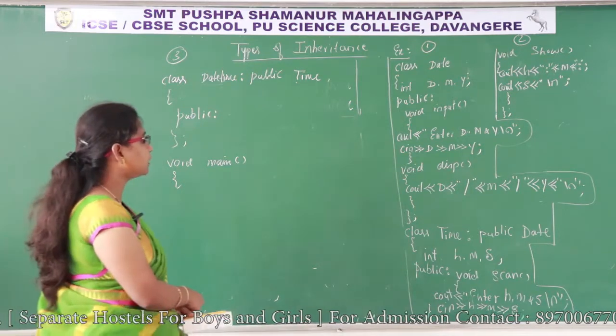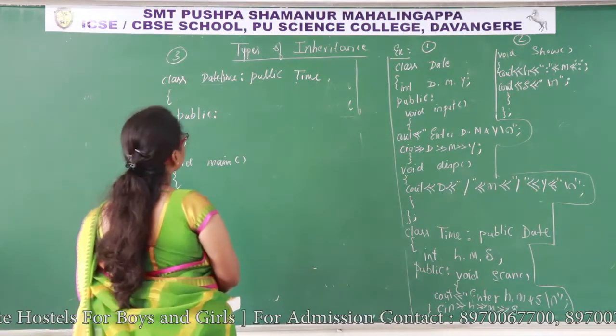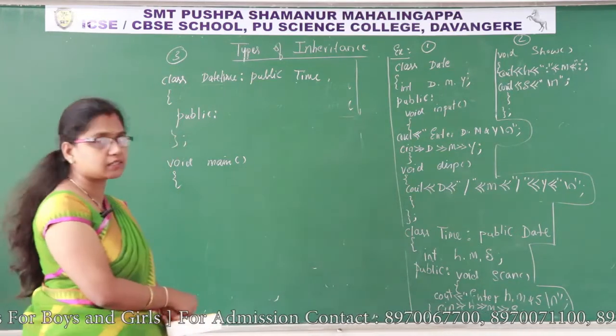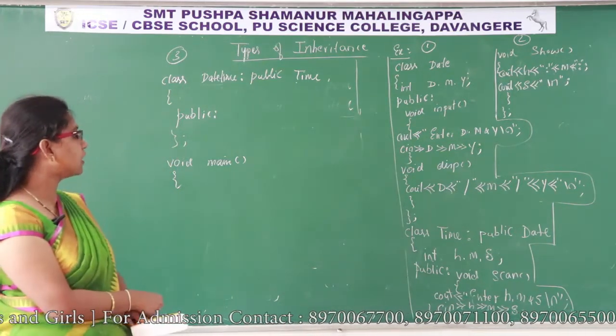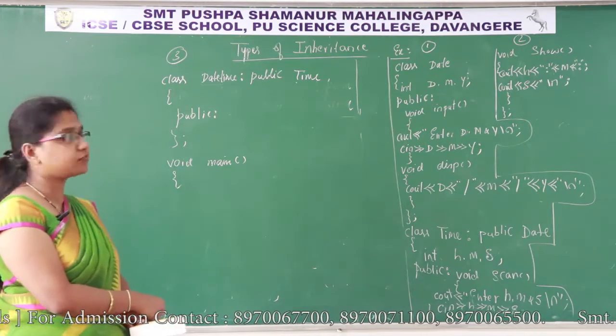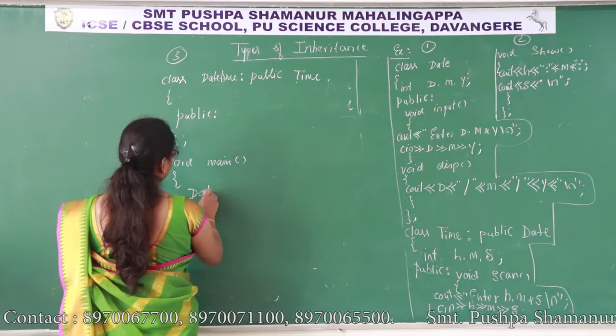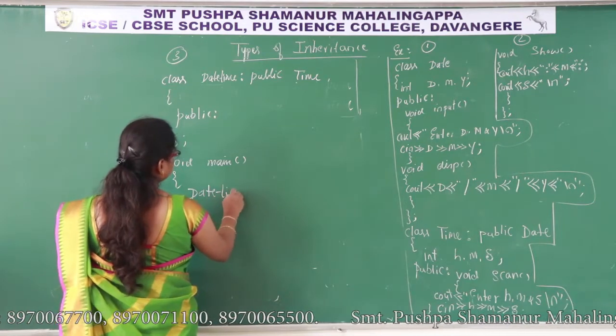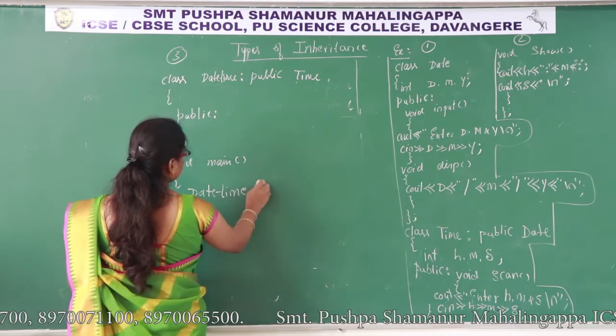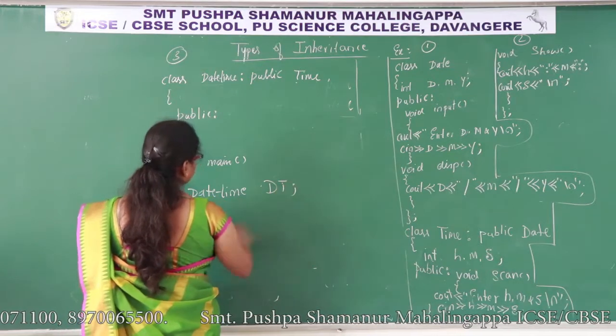Again we have inherited another class, date time, from the class time. So all these functions are inherited to the public section of this class, so that I can create an object for date time. I'll take date time dt as an object.